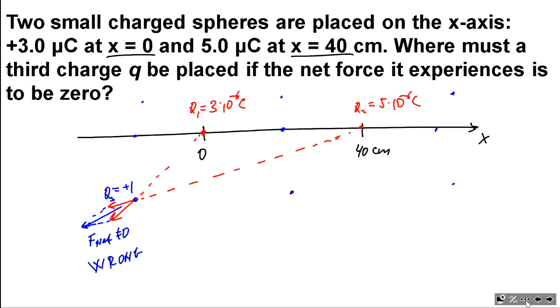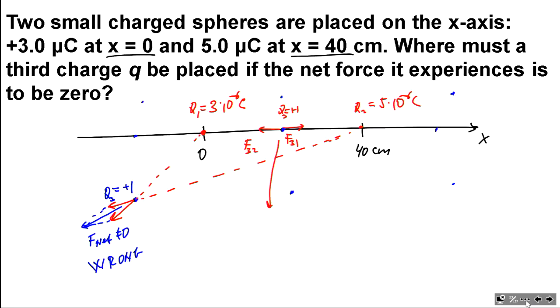Again, I can imagine I am placing a positive charge here. So it will be repelled by the charge on the left. This arrow represents a force acting on the third charge from the first. But it also will be repelled by the charge on the right. This arrow represents the force acting on the third charge from the second.